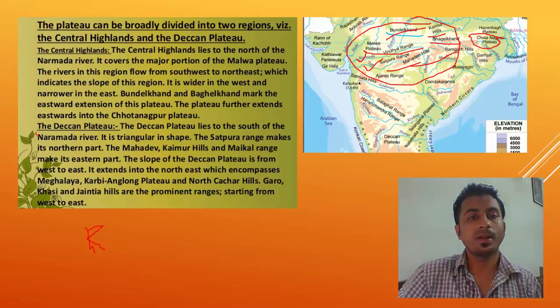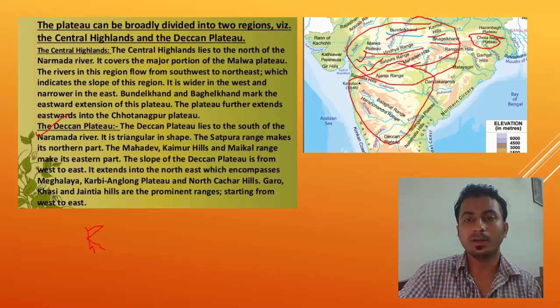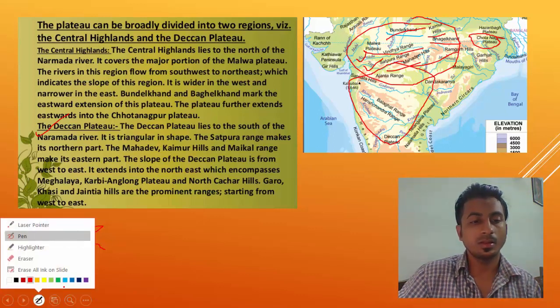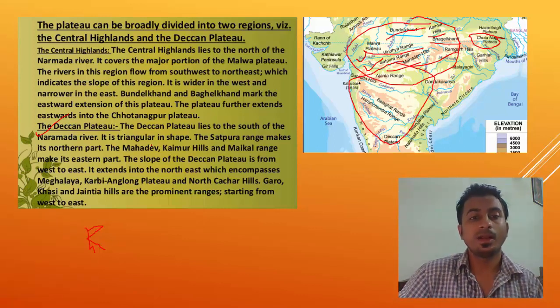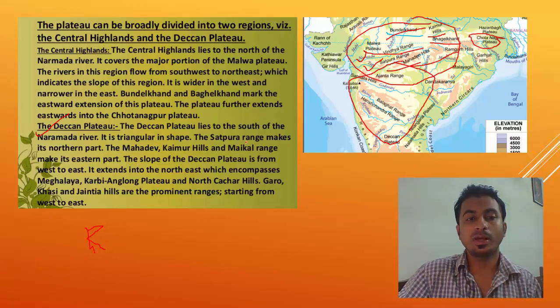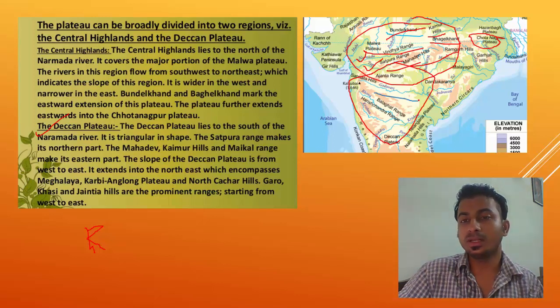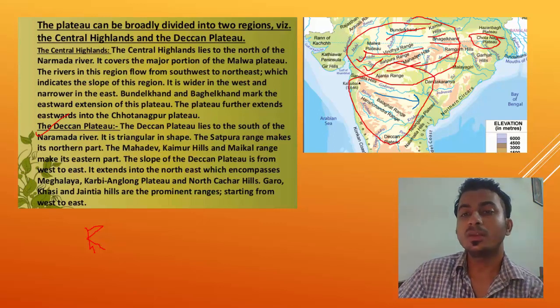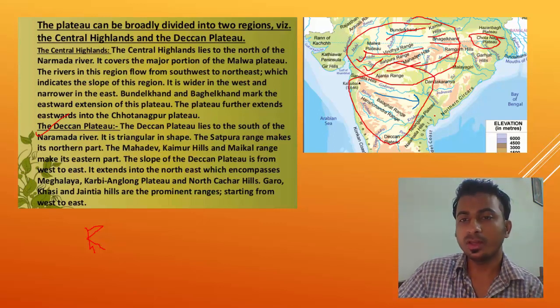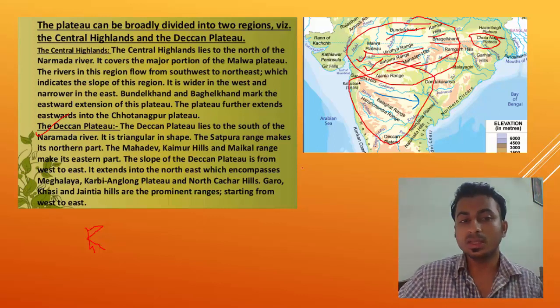Okay, and the Deccan Plateau is south of Narmada. So south of Narmada is this part. This is Deccan Plateau. Okay, so it is triangular in shape. I made an inverted triangle, and the Satpura range is its northern part. Okay. Then the slope of the Deccan Plateau is from west to east. This slope is in this direction. So you can understand why big rivers like Mahanadi, Godavari, Krishna, Kaveri all flow towards the east. Why? Because the slope is in this direction.